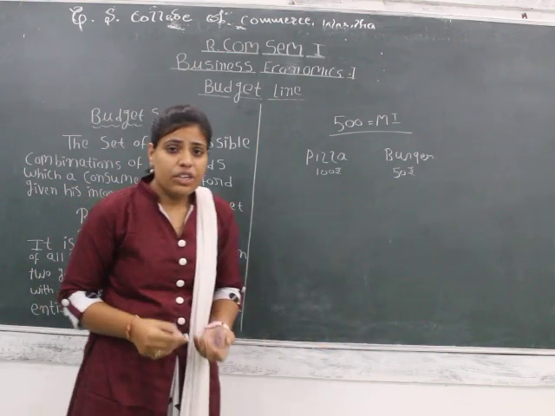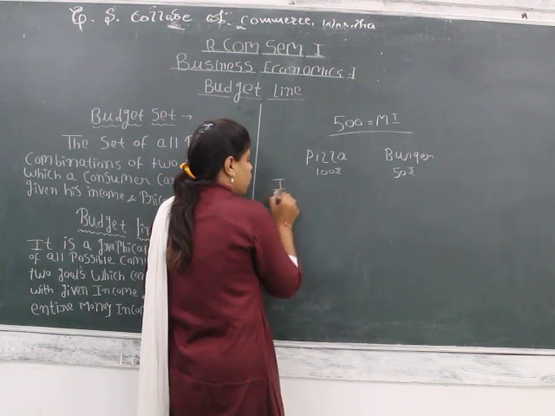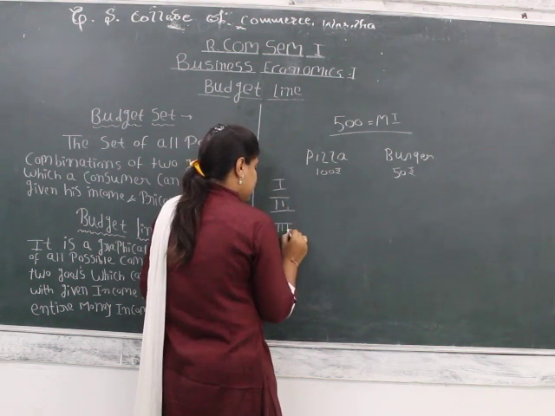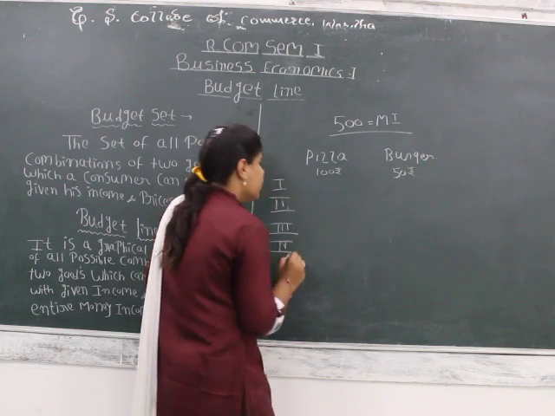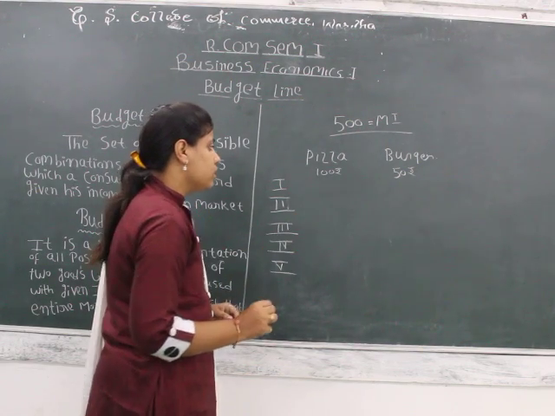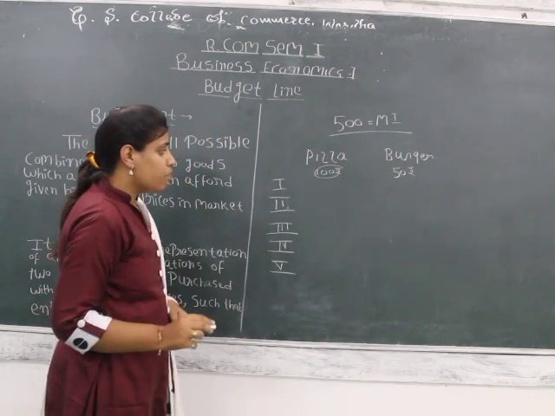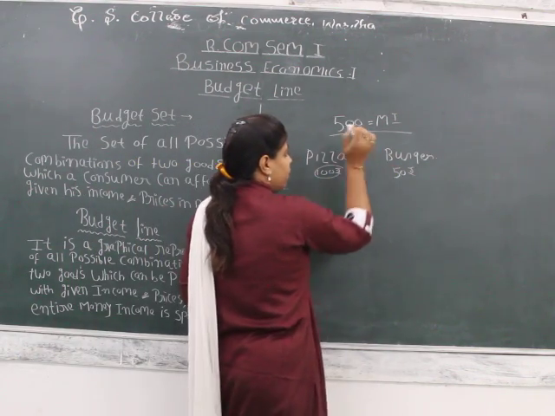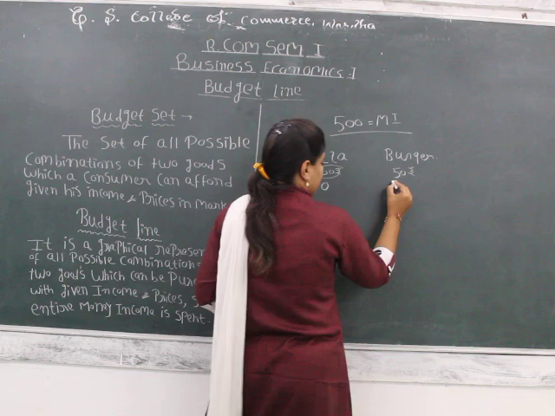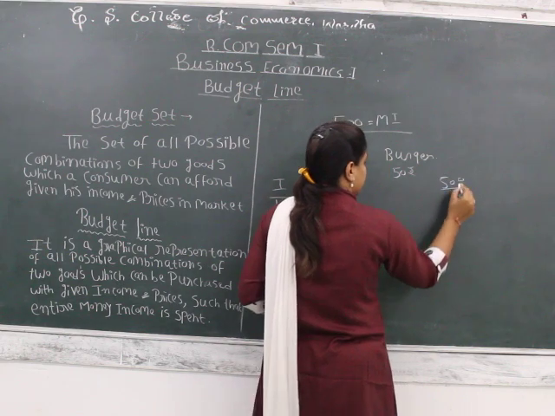Now what the consumer will do, consumer means you here. You will plot the different combinations that you can buy with this amount of 500 rupees. As the pizza is 100 rupees, if you spend the total 500 rupees on burgers only, you will get 0 pizza and how many burgers? 500 divided by 50 means 10 burgers.